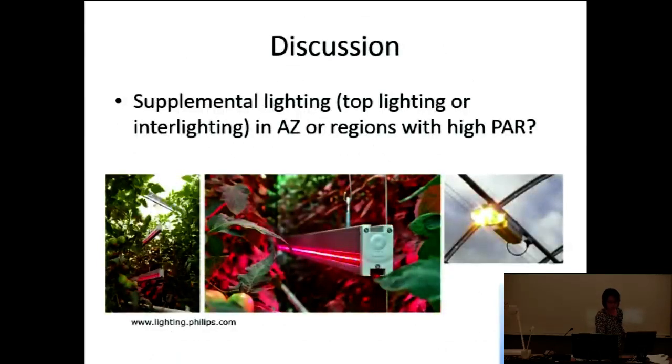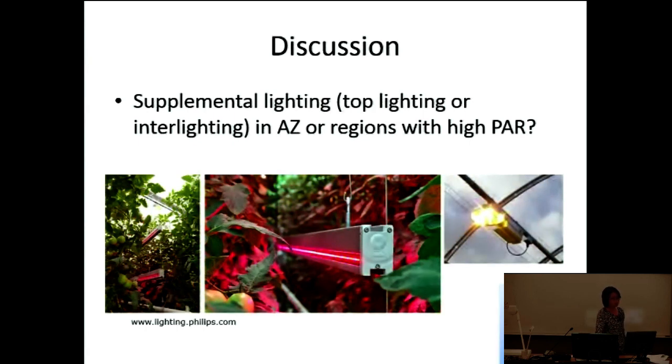So anyway, here is the discussion, using the rest of the time. What do you guys think? Supplemental lighting, either top lighting or interlighting, in an Arizona environment. Is it beneficial, or no way?